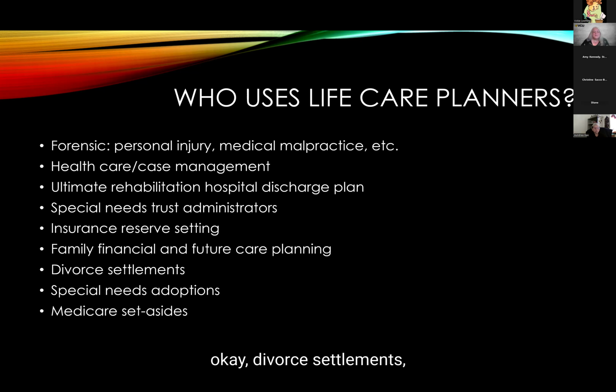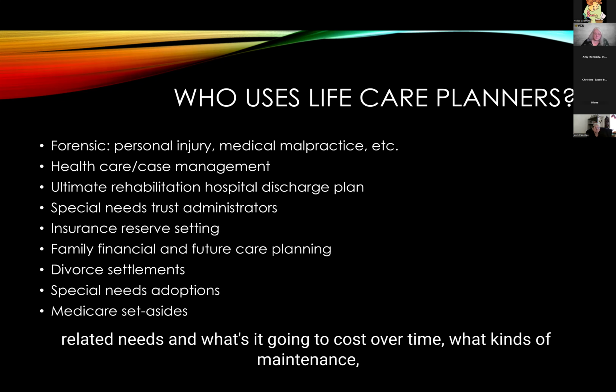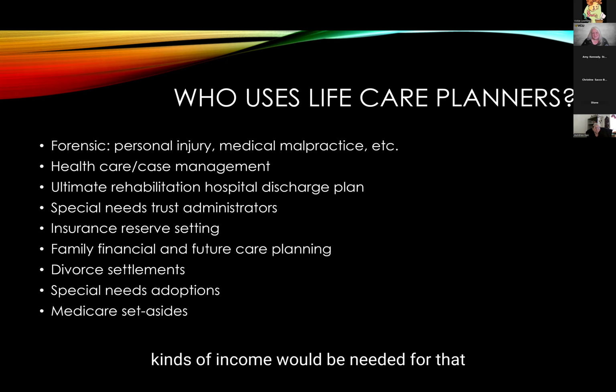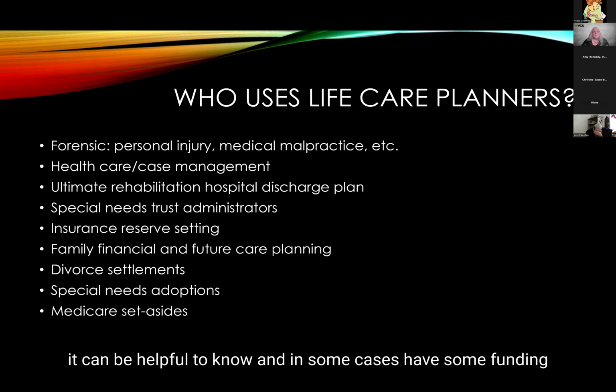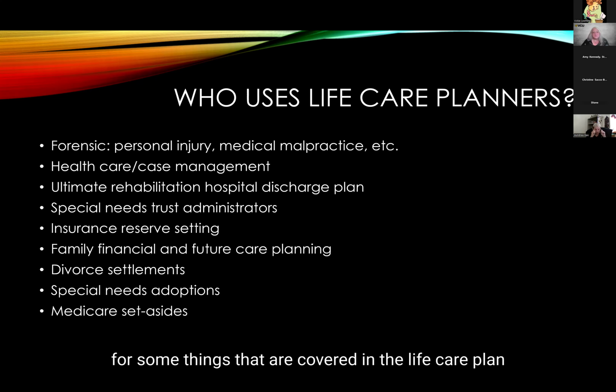Divorce settlements. It could be either a spouse has a significant disability or children have significant disabilities, and taking a look at what are some of the disability related needs and what's it going to cost over time. What kinds of maintenance, kinds of income would be needed for that. Special needs adoptions. If you're adopting a child with significant special needs, it can be helpful to know, and in some cases have some funding for some things that are covered in the life care plan.